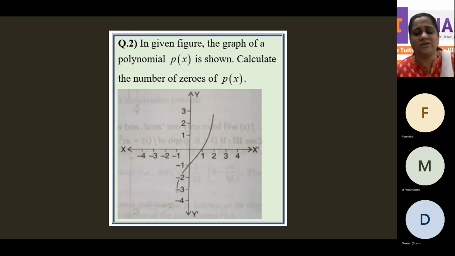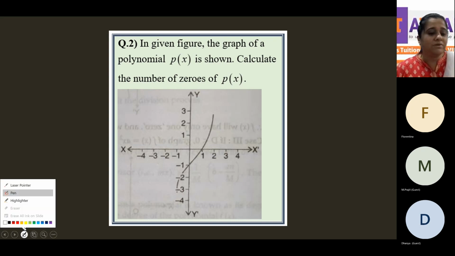No, we'll just answer this orally, children. You don't have to take this question. We'll just answer this orally. So how do you make out the number of zeros? It's the number of points at which the graph intersects the x-axis. Now this graph intersects the x-axis at only one point. Okay. One.